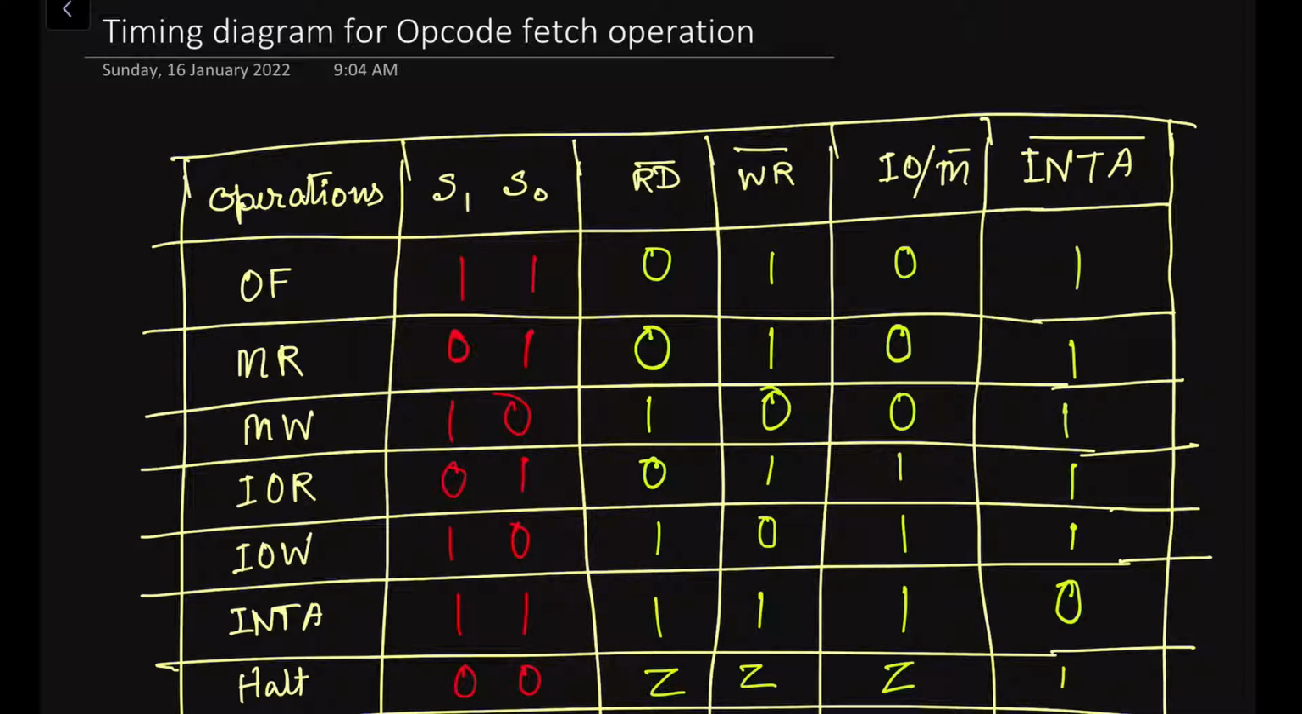So first of all, let us understand what is the timing diagram. Timing diagram is the graphical representation of various signals in the microprocessor to perform various operations. It may be an opcode fetch, it may be a memory read, memory write, input output read, input output write. Okay, so there are various types of signals in the microprocessor.